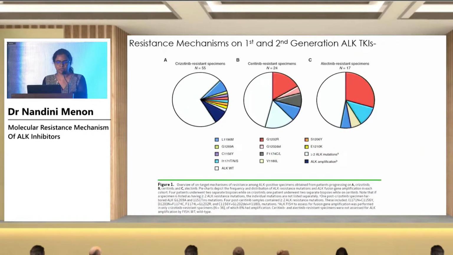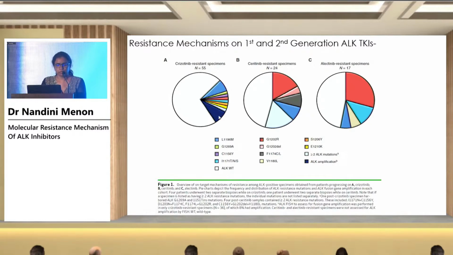So what is the difference again in the pattern of mutations within the first and second generation TKI? This is from one of the early papers published in 2016, where they had done a comprehensive genomic profiling of patients who progressed after all the various TKIs, crizotinib, ceritinib, alectinib, lorlatinib, and they looked at the type of mutations that were seen. If you look at the pie charts, they show the proportion of various mutations in different settings. These are patients who were resistant to crizotinib, these were to ceritinib, and these were to alectinib.